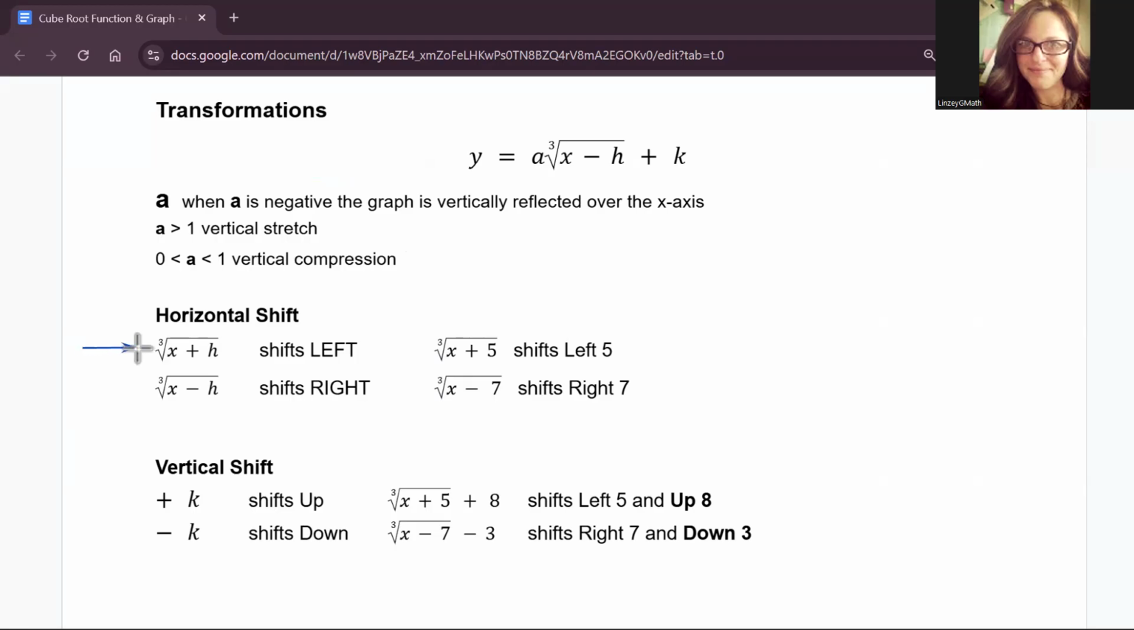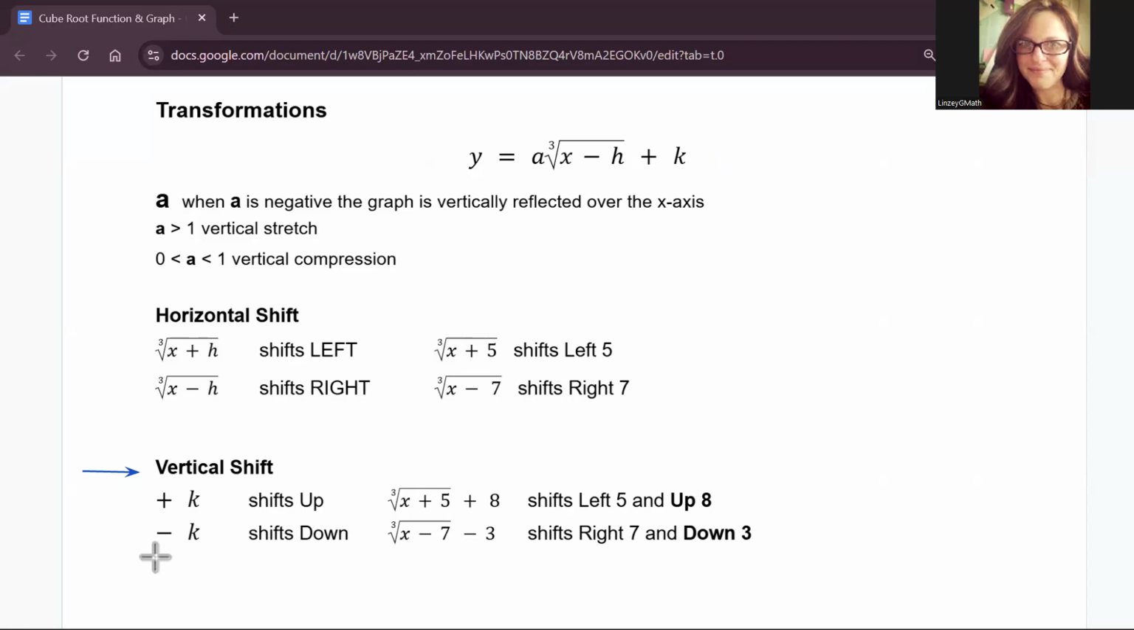Horizontal shift left and right. Horizontal is the opposite of what you would think. The cube root of x plus h will shift the graph to the left. And x minus h shifts the graph to the right. Opposite of what you would think. Vertical shift is the plus k on the outside of the radical. Plus k shifts the graph up, minus k shifts the graph down.